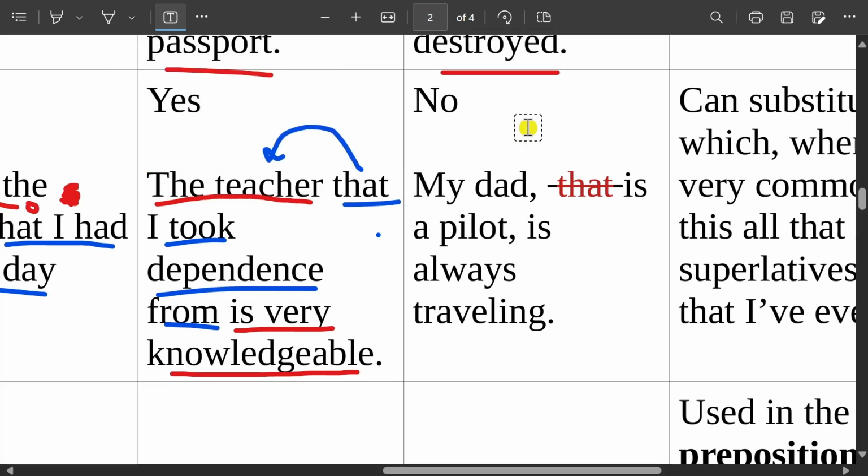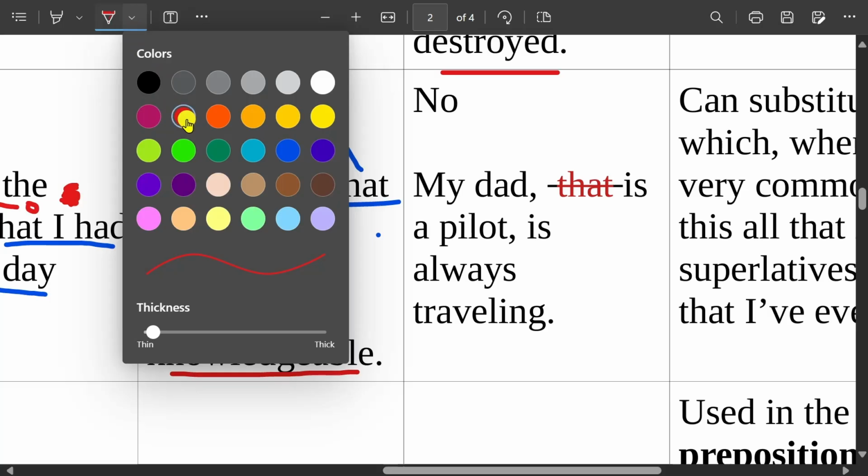Okay? But that is object. That is object. But they put blue collar. Blue collar is part of the relative clause. Doesn't mean it is a subject. The blue collar I'm always using right now for the relative clause. That is the object, I is the subject, took is the verb, okay? Okay.